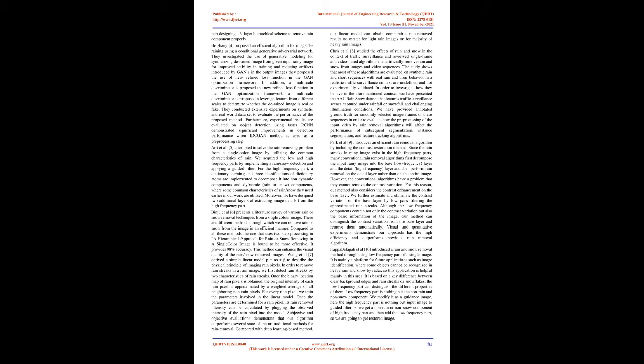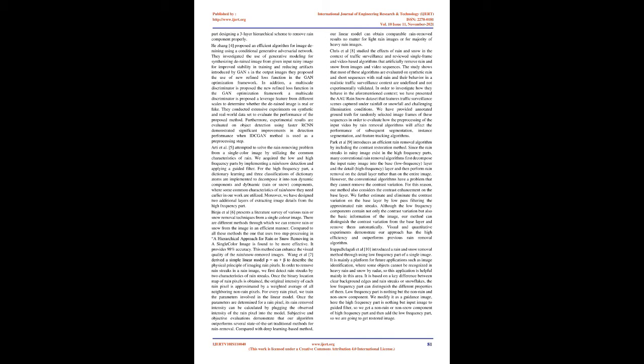Then, they focus on the extraction of image details from the high-frequency part, designing a 3-layer hierarchical scheme to remove rain component properly. Hejiang 4 proposed an efficient algorithm for image deraining using a conditional generative adversarial network. They investigated the use of generative modeling for synthesizing derained image from given input rainy image for improved stability in training and reducing artifacts introduced by GANs in the output images.